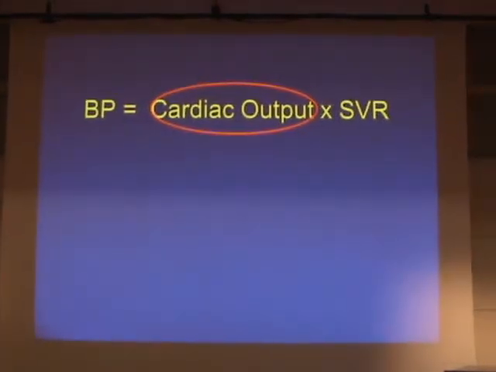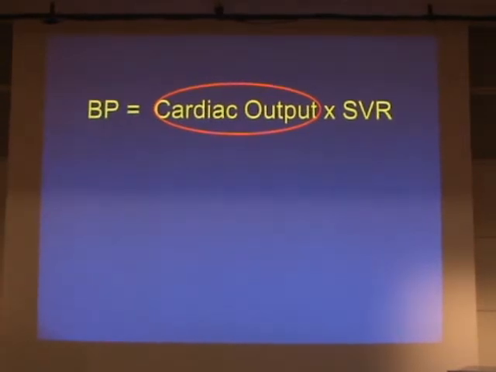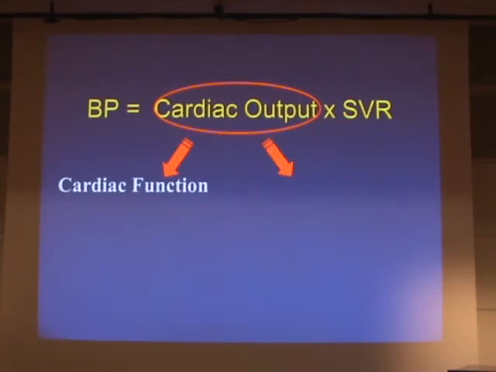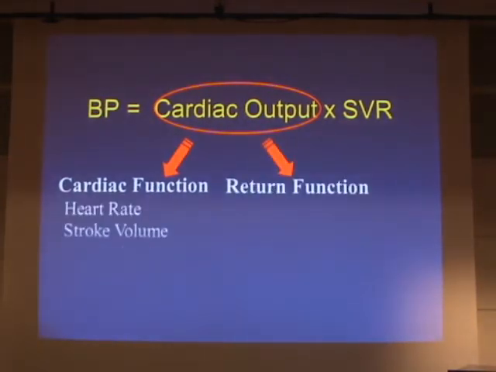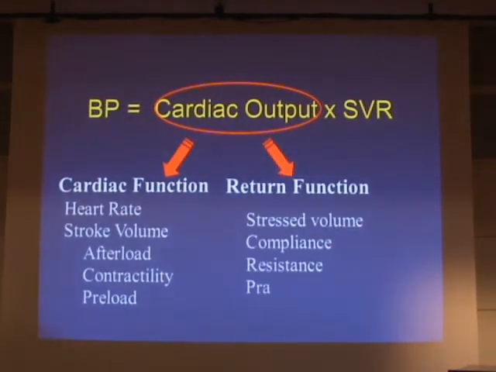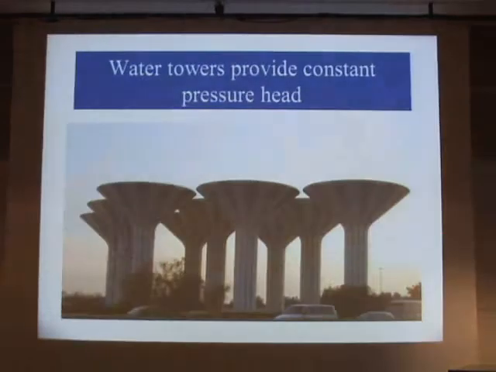I like to think of the overall approach this way: blood pressure is related to the flow, the cardiac output coming out of the heart, and the systemic vascular resistance. So it's the flow and the resistance that create the pressure. Remember, it's not the pressure that creates the overall flow. The output from the heart is dependent upon the cardiac function and the return function. Cardiac function is heart rate, stroke volume, and its determinants. Return function is primarily the stressed volume and the resistance draining it. And the preload for the heart is also the back pressure for venous return.